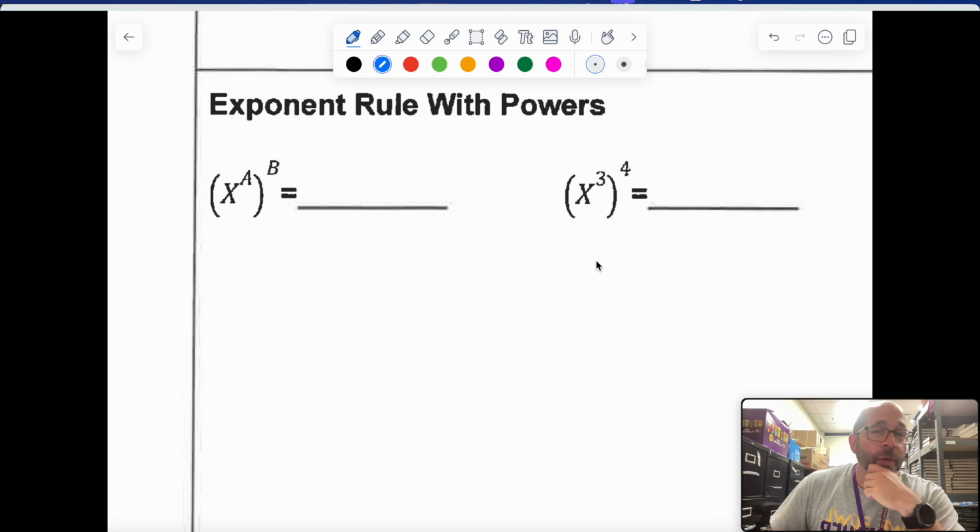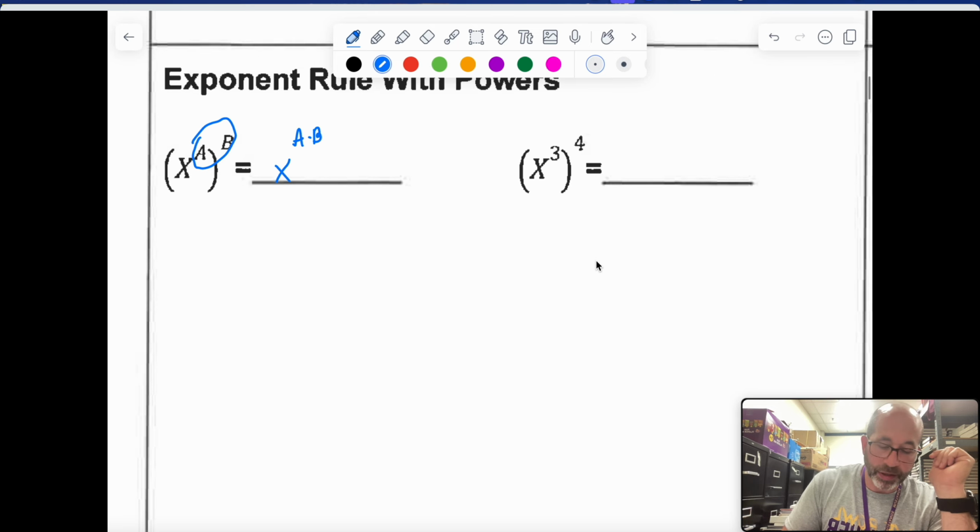All right, so when we have a power raised to another power, what we're going to do is actually multiply these exponents. So this will be a times b. Why do we multiply? Well, take a look at this one right here.